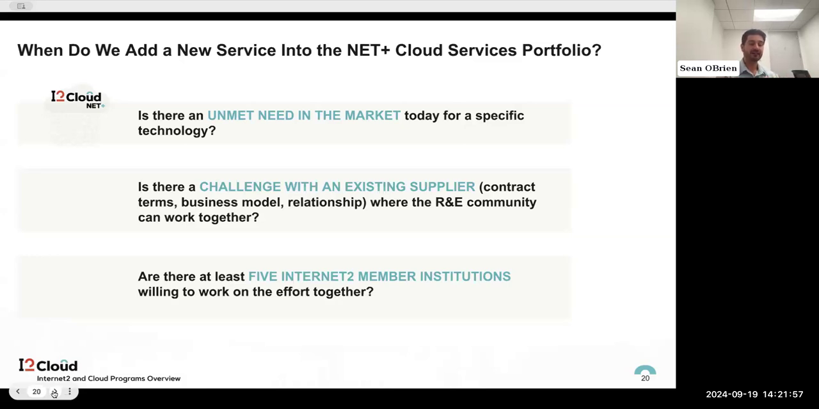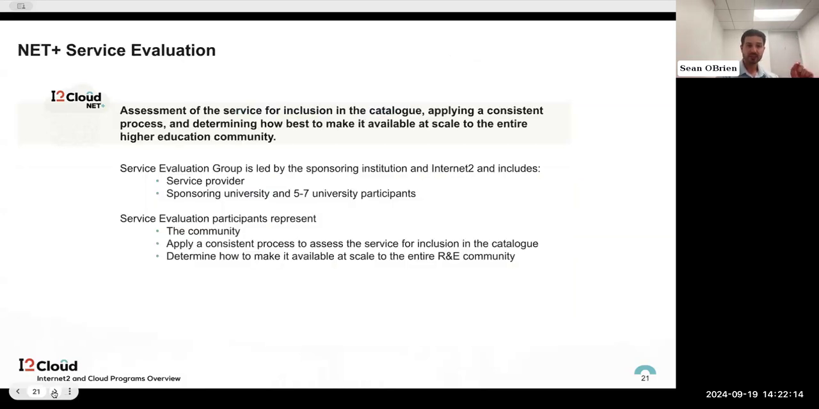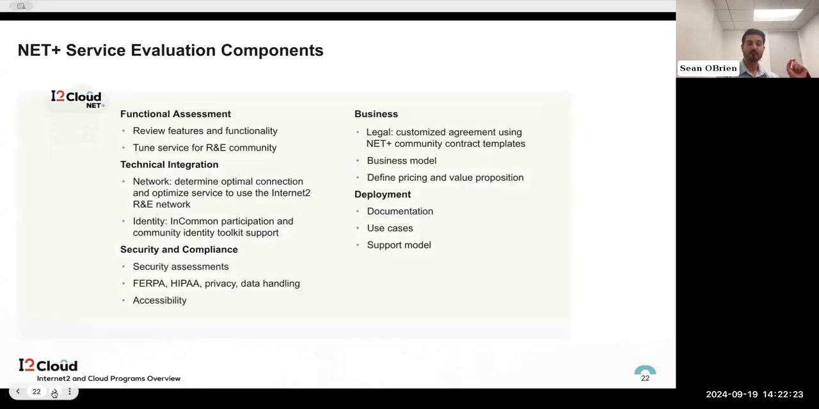Regardless of those two reasons, we only move forward with a Net Plus service evaluation, adding a service, if there are at least 5 member institutions who have raised their hand and said, I want to participate in a service evaluation process. I have a need right now where it makes sense for our organization to work with peer organizations to solve that challenge. The service evaluation process is the assessment we do. We try to keep that group around 5 to 7 universities, really representing the research and education community.